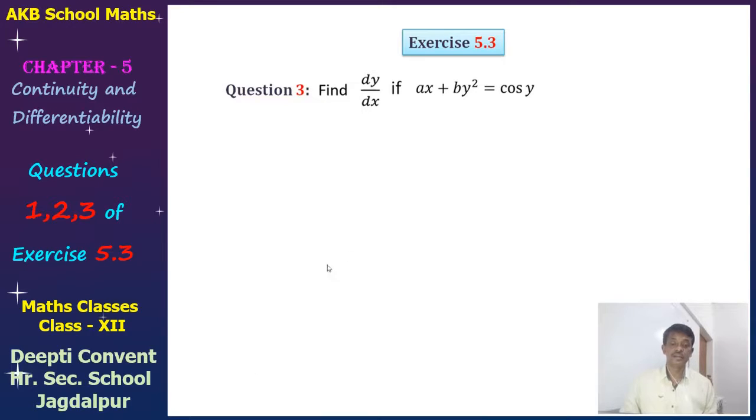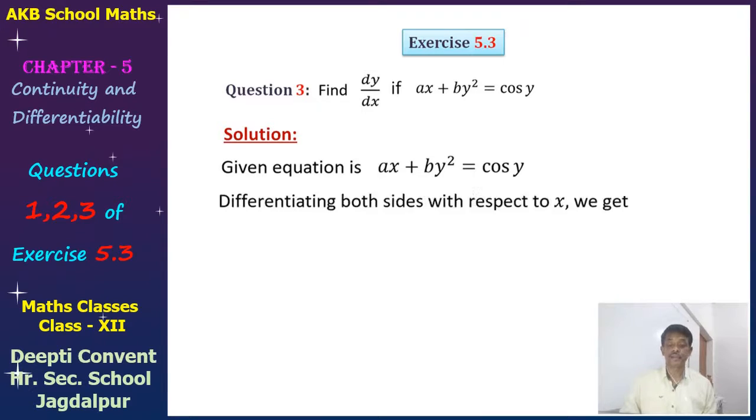here the given relation is ax plus by square equals cos y. This is an implicit relation. You cannot find the value of y in terms of x directly. That's why we differentiate directly on both sides. So solution: the given equation is ax plus by square equal to cos y, and differentiating both sides with respect to x, then d/dx of this plus d/dx of this equals d/dx of cos y.